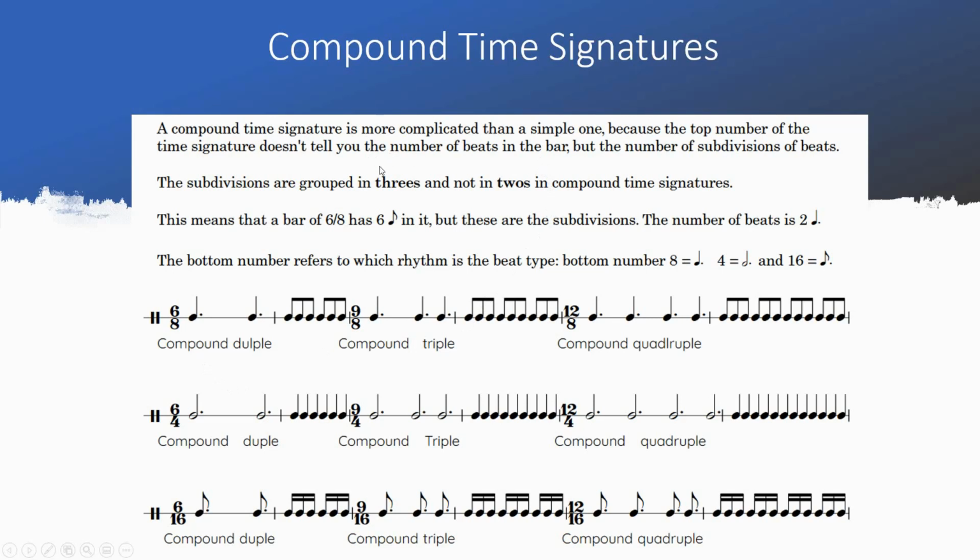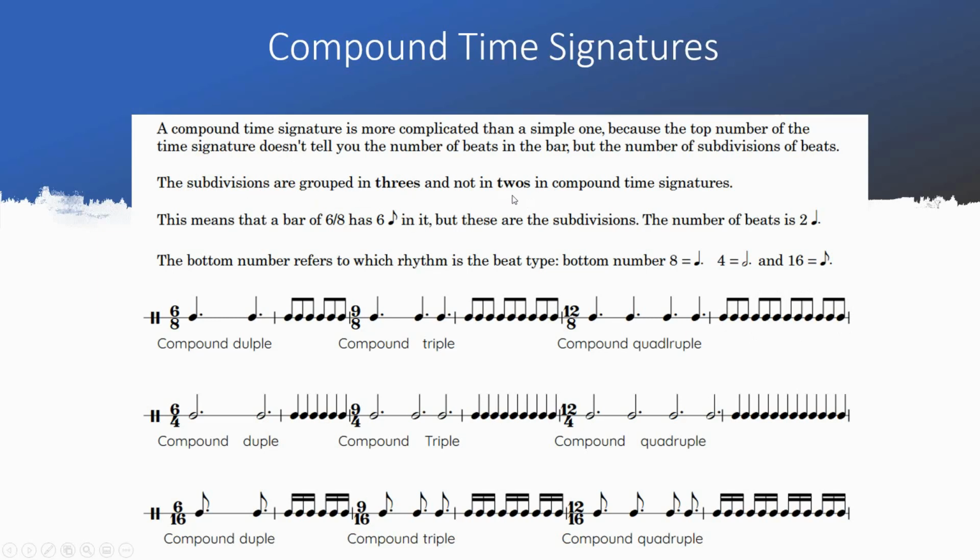Well, what makes it compound is that the top number of the time signature doesn't tell you the number of beats in the bar, which is really confusing, but it tells you the number of subdivisions of beats. So in 6/8, there aren't 6 beats in the bar, there are 6 subdivisions in the bar. In 9/8, there aren't 9 beats in the bar, there are 9 subdivisions or 9 splits of the beat in the bar. And the same in 12/8, there aren't 12 beats, there are 12 splits or subdivisions. What you'll also notice is in the compound time signature, the subdivisions are grouped in 3s and not in 2s.